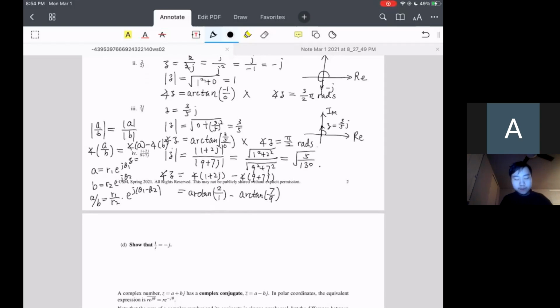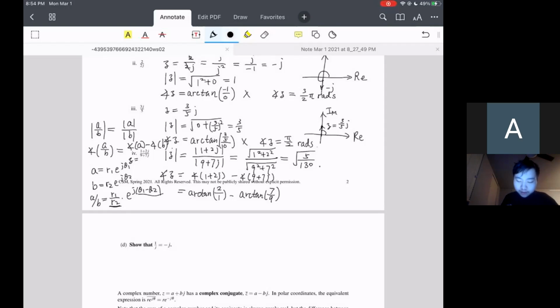Okay, so we see that the norm of the quotient is just R1 over R2, which is the quotient of norms, and the phase of the quotient, which is just theta 1 minus theta 2, is just the difference between the phases.